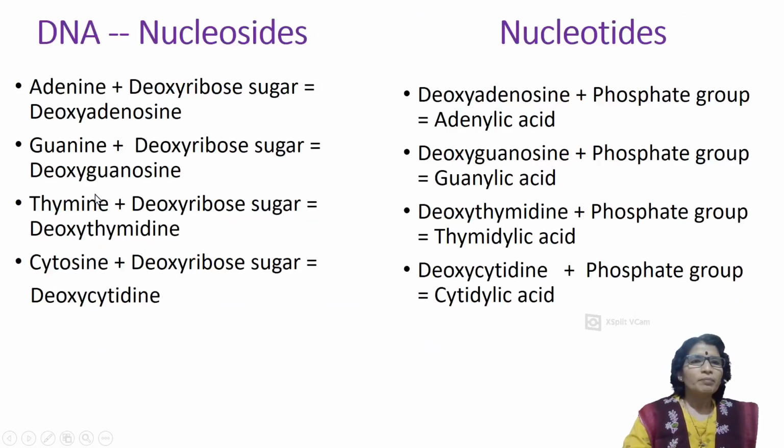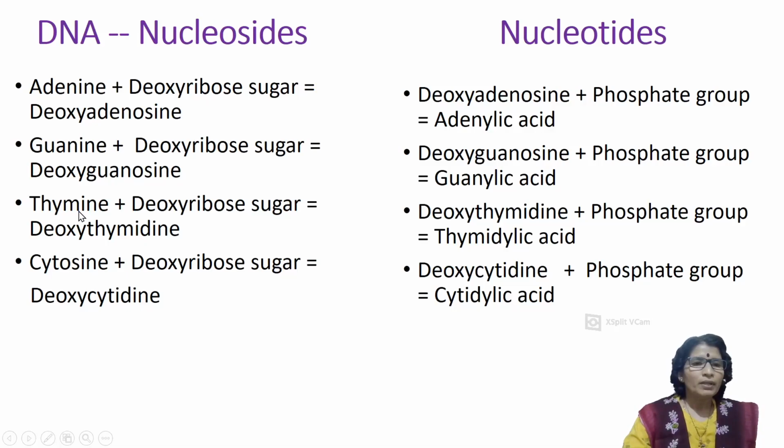In the same way, already this explained by taking this diagrammatic presentation. Now the remainder we will see. Guanine, this is nitrogen base. When this guanine combined with deoxyribose sugar, then converted into deoxyguanosine, this is nucleoside. Again, this deoxyguanosine combined with phosphate group and converted into guanilic acid. Guanilic acid is a nucleotide.